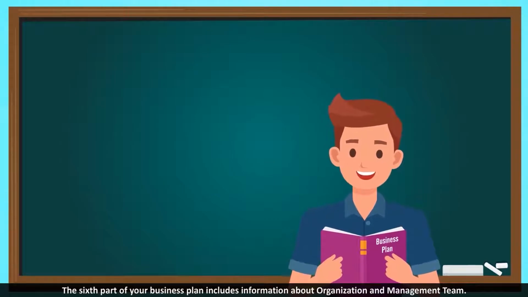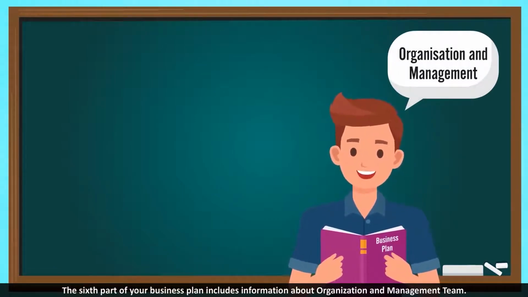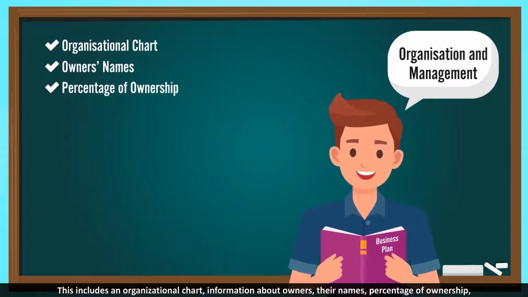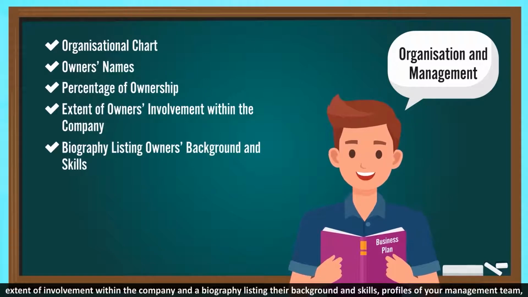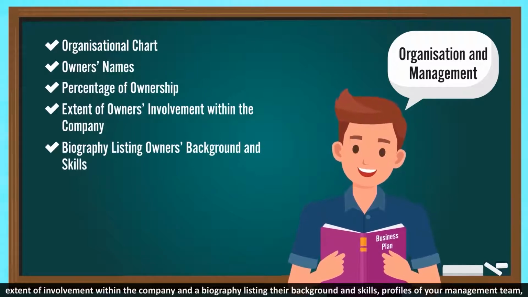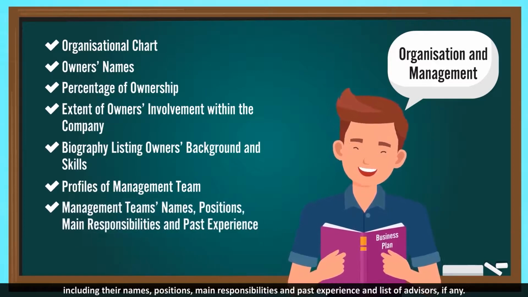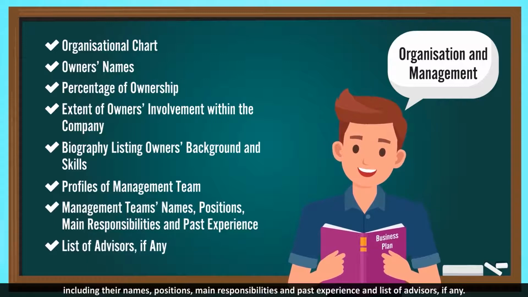The sixth part of your business plan includes information about organization and management team. This includes an organizational chart, information about owners, their names, percentage of ownership, extent of involvement within the company, and a biography listing their backgrounds and skills. Profiles of your management team, including their names, positions, main responsibilities, and past experience, and list of advisors if any.